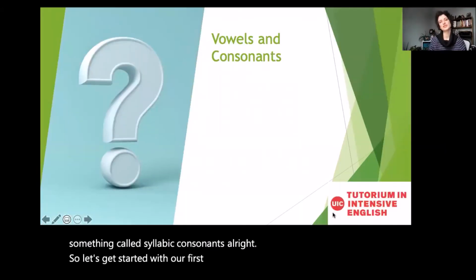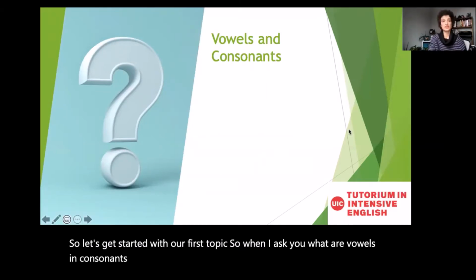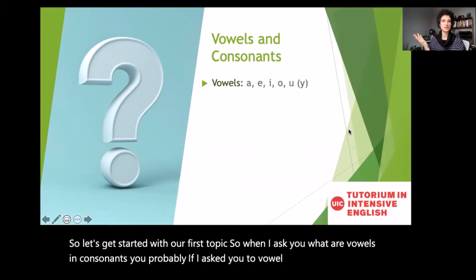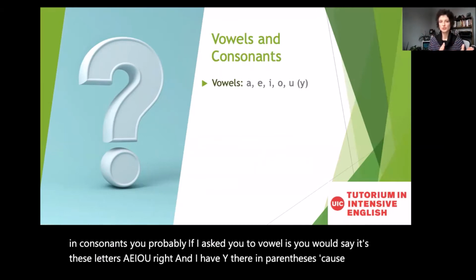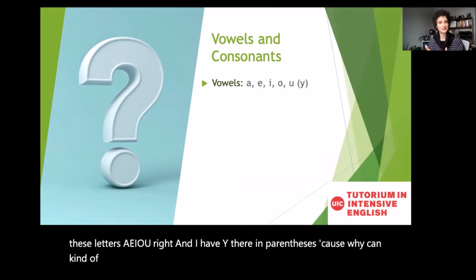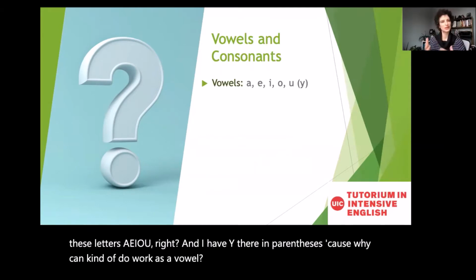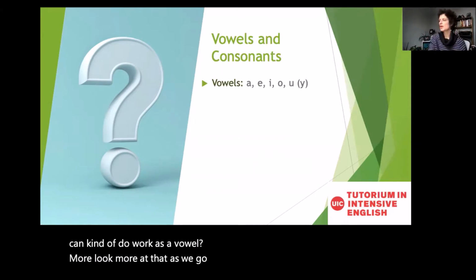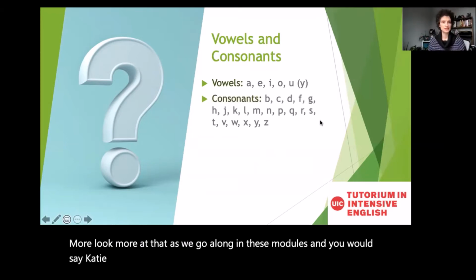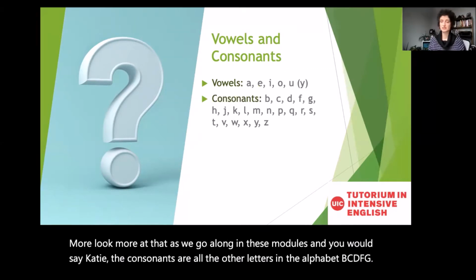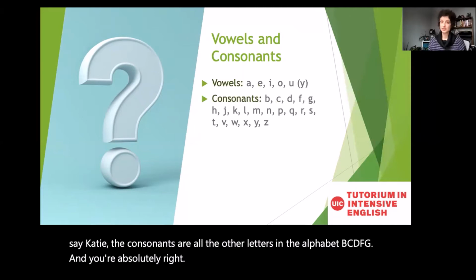So when I ask you, what are vowels and consonants? If I asked you what a vowel is, you would say, oh, it's these letters, A, E, I, O, U, right? And I have Y there in parentheses because Y can kind of do work as a vowel and as a consonant. We'll look more at that as we go along in these modules. And you would say, Katie, the consonants are all the other letters in the alphabet, B, C, D, F, G. And you're absolutely right. These are the vowels and these are the consonants.